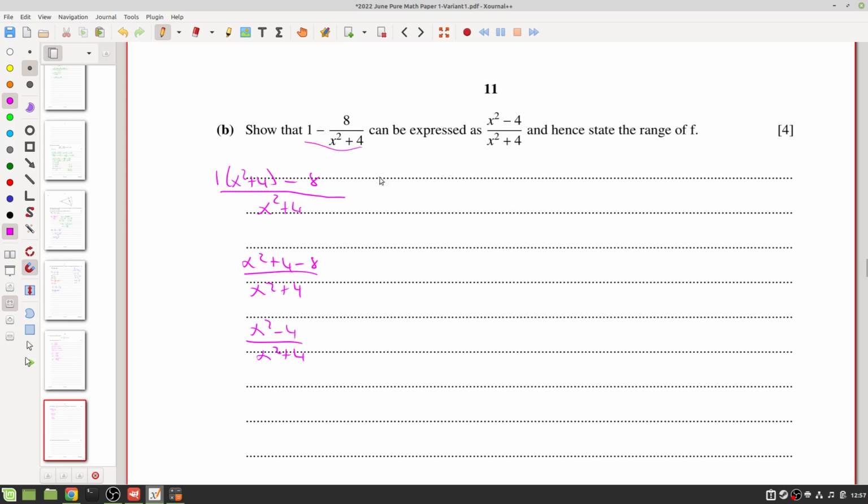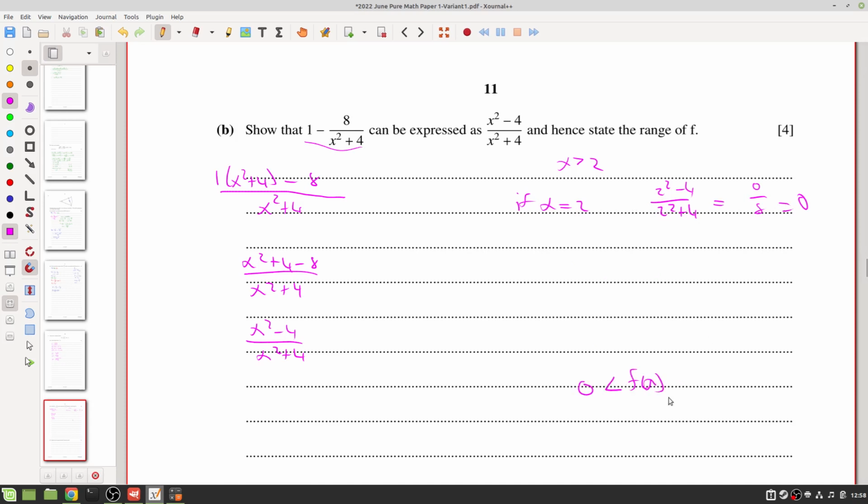Well, for the range of f, let's do it like this. We know it's for x greater than 2, right? So if x equals 2, then we have 2 squared minus 4 over 2 squared plus 4, which gives us 0 over 4 plus 4 is 8, which is 0. Now if we go a bit bigger, this is the smallest value that we could have, if x was just bigger than 2. So if it's just bigger than 2, we'd have something just bigger than 0. So we know that f is going to be somewhere bigger than 0.